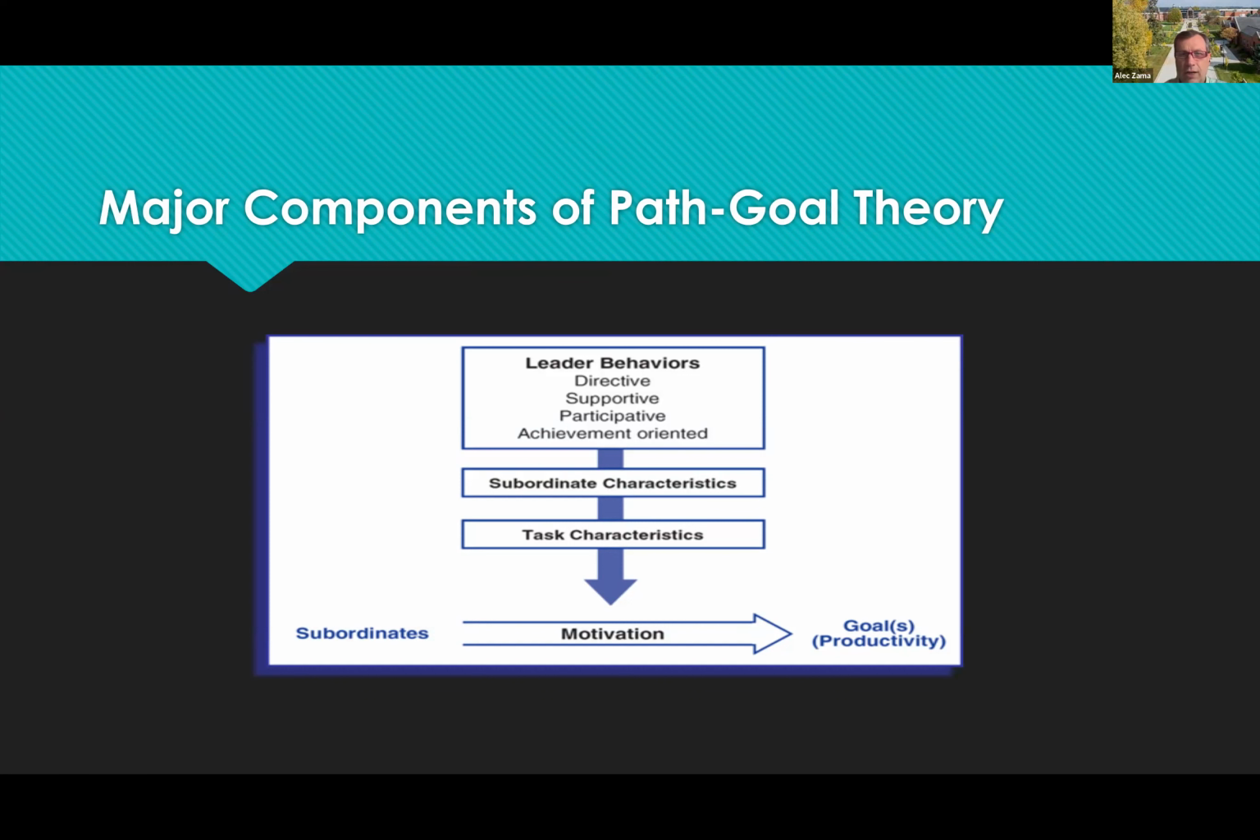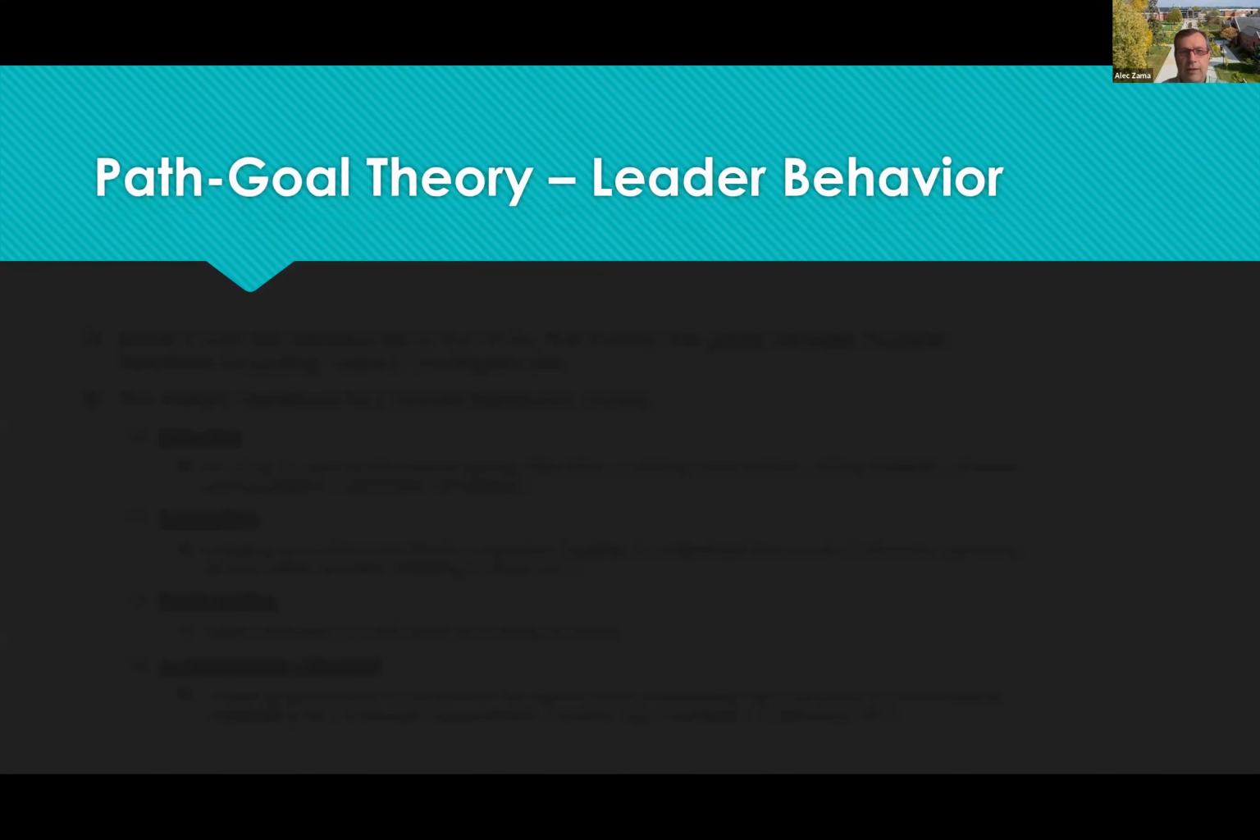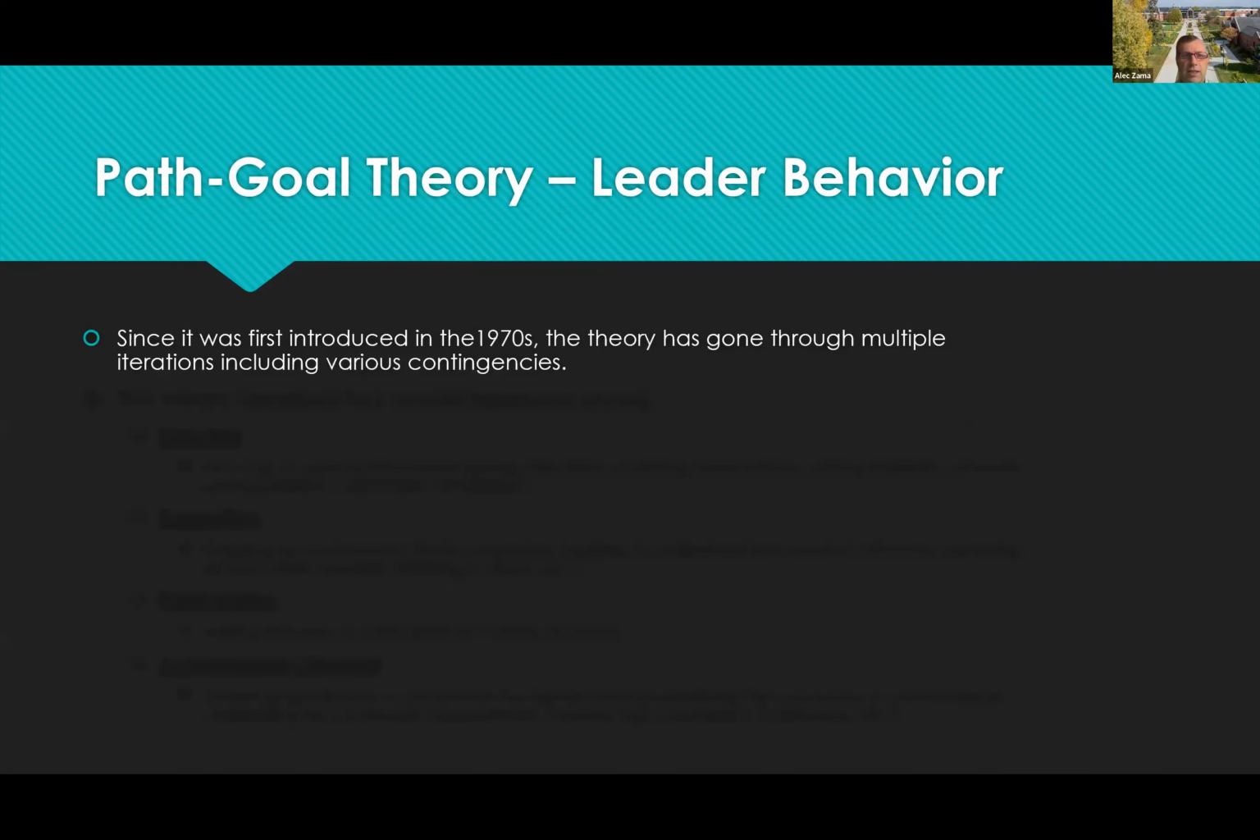As I mentioned earlier, leaders must understand the tasks that followers are completing and some aspects of the personality characteristics, and based on that, they will engage in these 4 types of behaviors: directive, supportive, participative, and achievement-oriented. So let's look at a description of each of these types of behavior. There are 4 distinct leader behaviors that House and colleagues identify. The first one is directive.